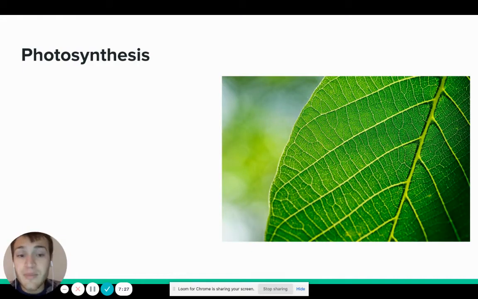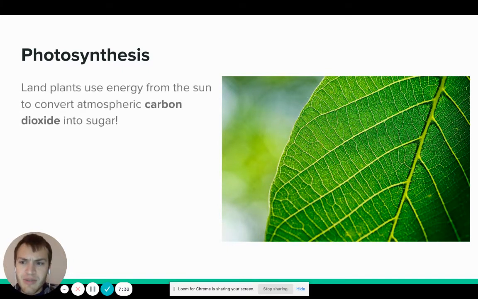So for example, photosynthesis. I know you guys haven't learned about photosynthesis, but photosynthesis is the process that plants use when they take energy from the sun and convert carbon dioxide into sugar. So plants are really cool because they make sugar that they can then eat, but they make sugar right from the air. It'd be really cool if we could do that.